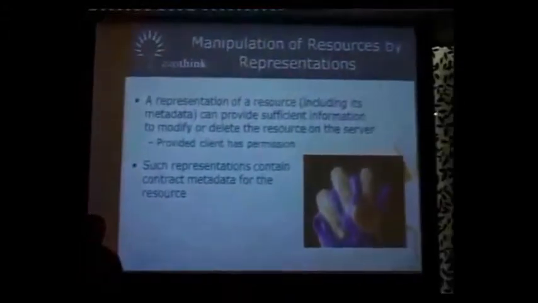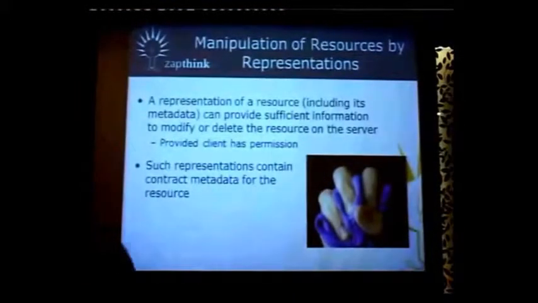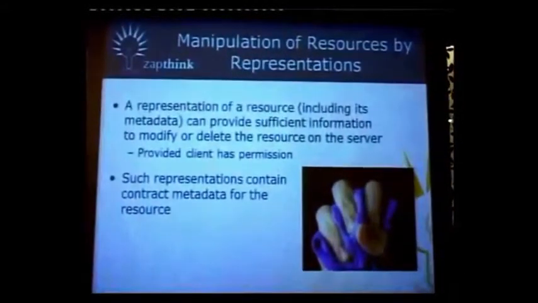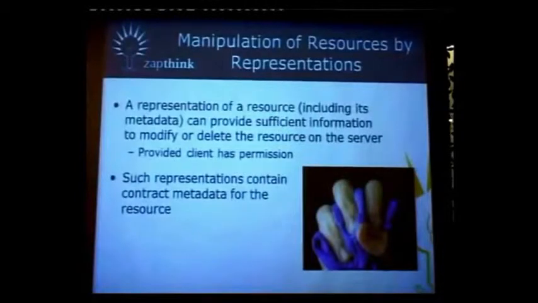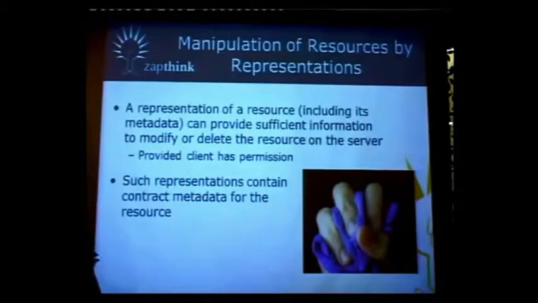The second architectural constraint: manipulation of resources by representations. Think of the representation as the web page displayed on the client, although it could be any kind of representation. It could be a video file, an XML file, a vector graphic file. It could be running in a mobile device, in a browser, on your refrigerator, who knows. It could be anywhere. That representation manipulates the resource. So what do we mean by this?